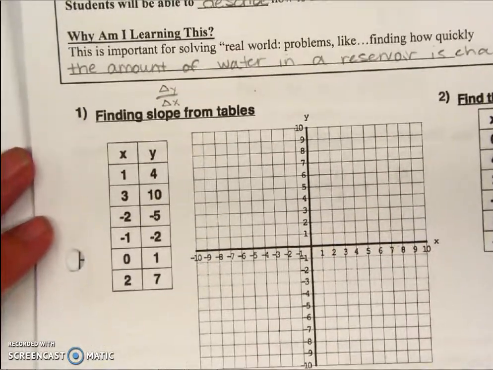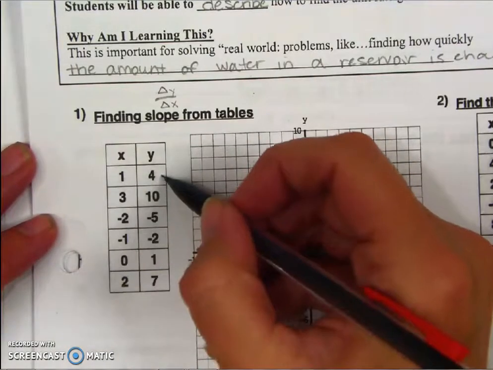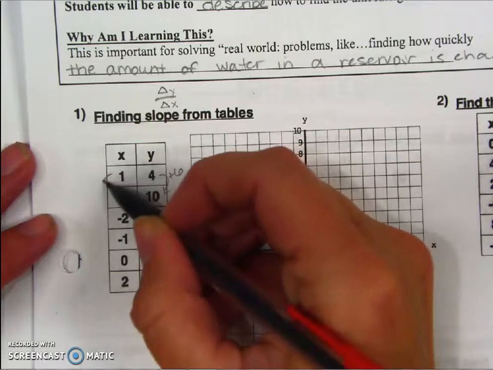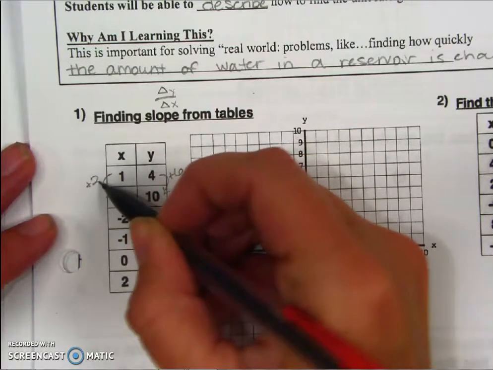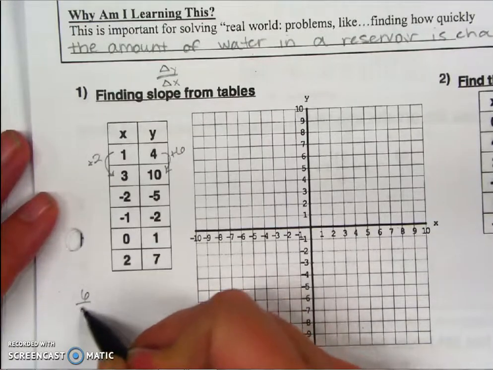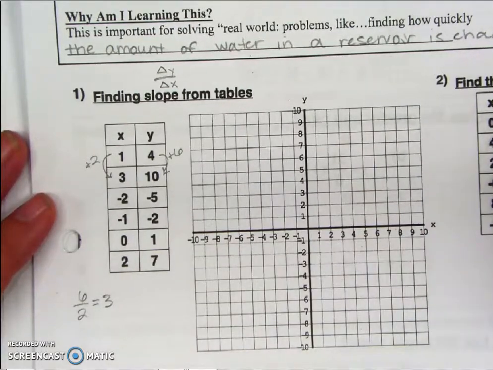So in number 1, we can see that in the table by looking at the different y values here. So let's look from 4 to 10. From 4 to 10, they add 6. From 1 to 3, they add 2. And so following those 2 points, we would get 6 over 2, which is 3. All right, so the slope from that table is 3.